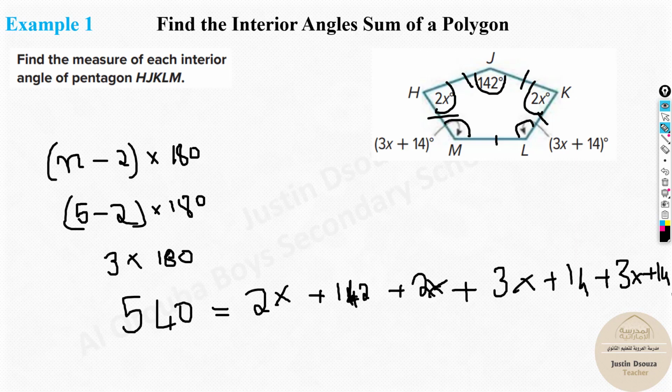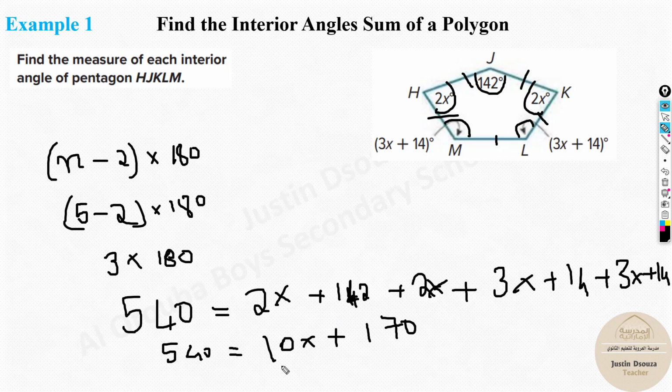You can use a calculator and solve it directly, or we can simplify it. 540 equals 2x plus 2x would be 4x. 4 plus 3 is 7. Again, over here, 3, 6, 10. Yeah, it's 10x plus, you need to add all the constants. It's 14 plus 14, it's 28. 28, 150, 170 over here. And now you need to take it to the other side and solve it and then divide by 10.